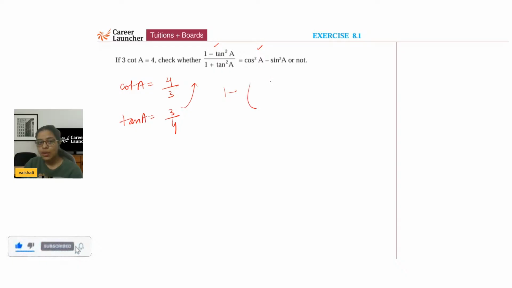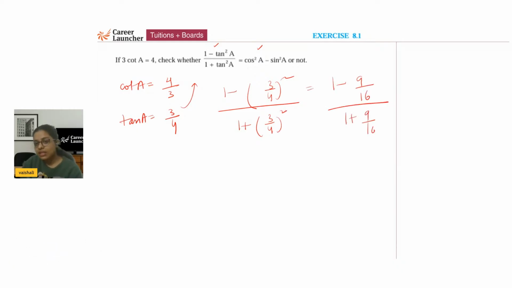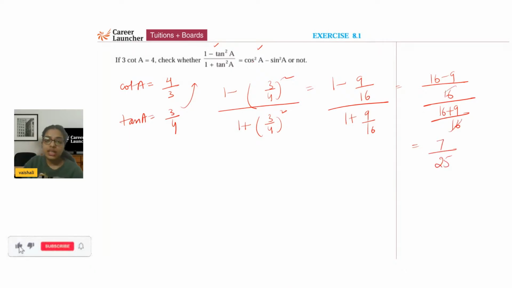So this is 1 minus tan square and 1 plus tan square. So we are having 1 minus 9 by 16 and 1 plus 9 by 16. So 16 minus 9 divided by 16 and 16 plus 9 divided by 16. So 16 minus 9 is 7 by 25 is your answer. So left hand side we have calculated. Now right hand side, let us calculate, which is cos square A minus sin square A.